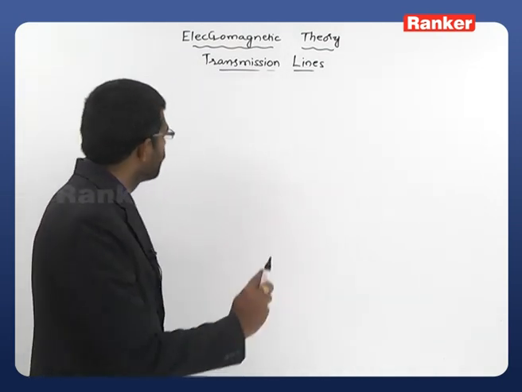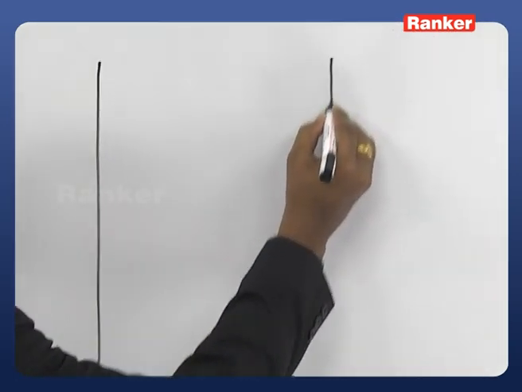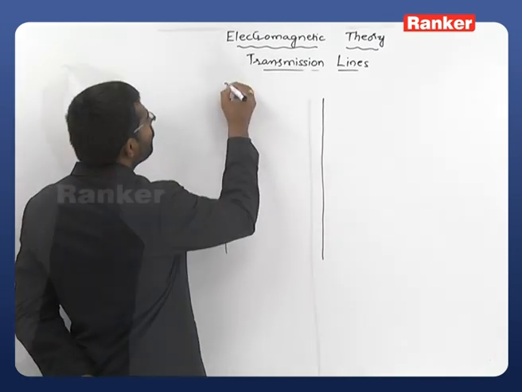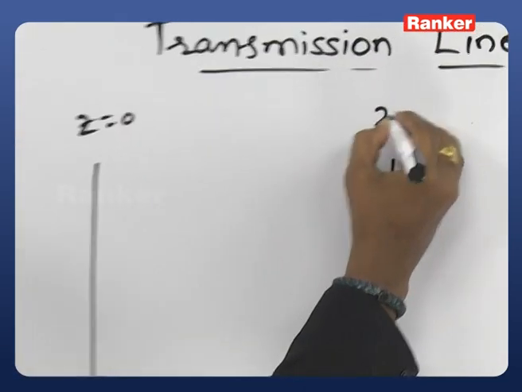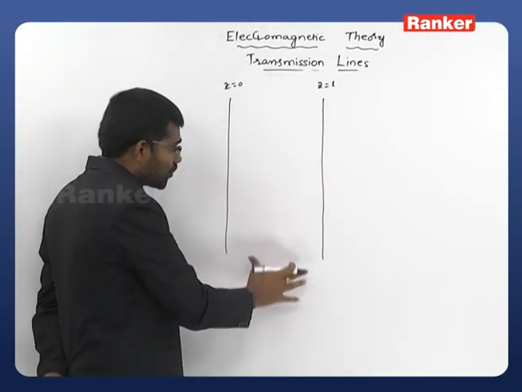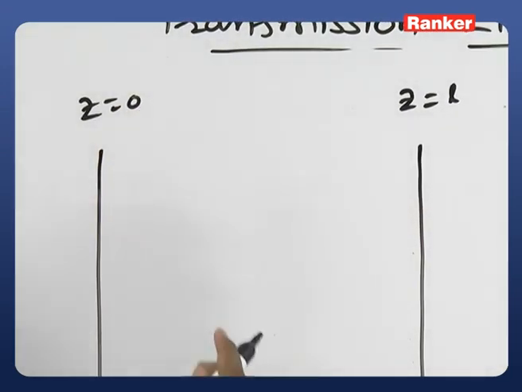Just observe what I am doing. Let us consider a transmission line which is extended from Z equals 0 to Z equals L. This is the length of the transmission line. This is not the transmission line; this is the length of the transmission line extended from Z equals 0 to Z equals L.